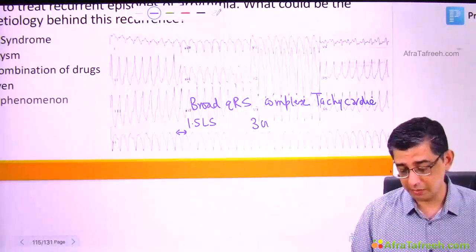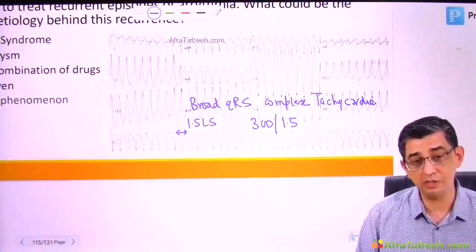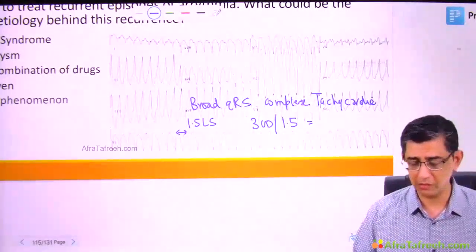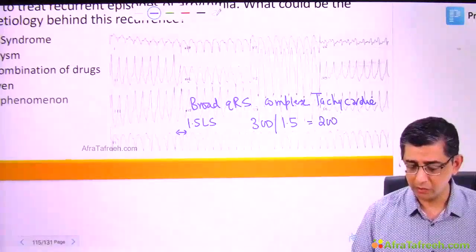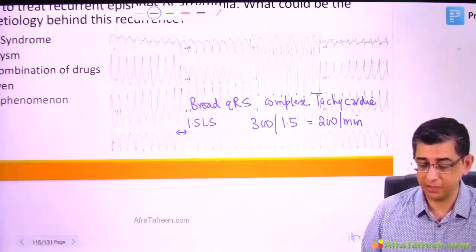Heart rate is calculated by 300 divided by the number of large squares present between R and R, which in this case is 1.5. LS means large square. So this will work out to something in the range of about 200. So something in the range of 150 to 200 is the heart rate of this patient, which is substantially fast.